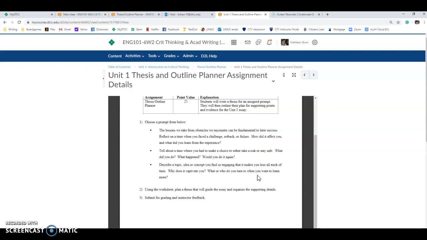The next paragraph should be dedicated to answering the question, how did it affect you? And the paragraph after that, what did you learn from the experience? See how I broke that prompt down? That's what I want you guys to do all the time. Every time you write a paragraph, it should be about something. It shouldn't just be like, here's everything I think.